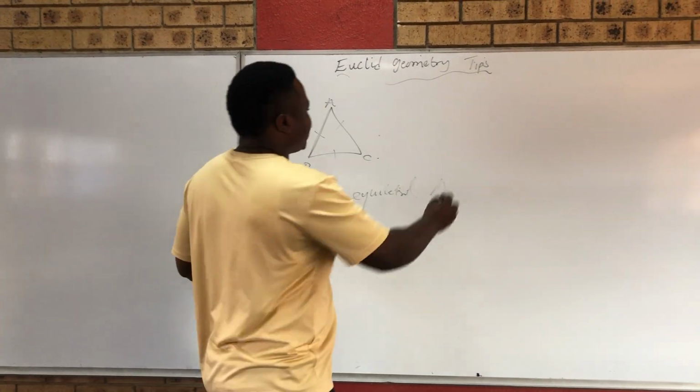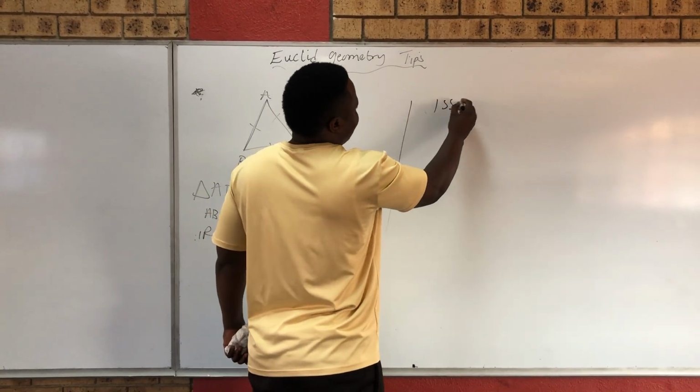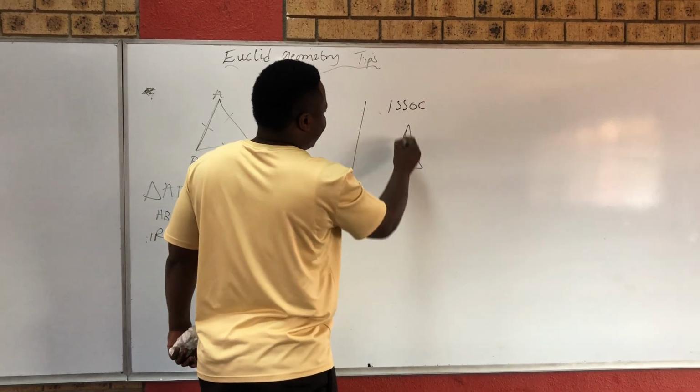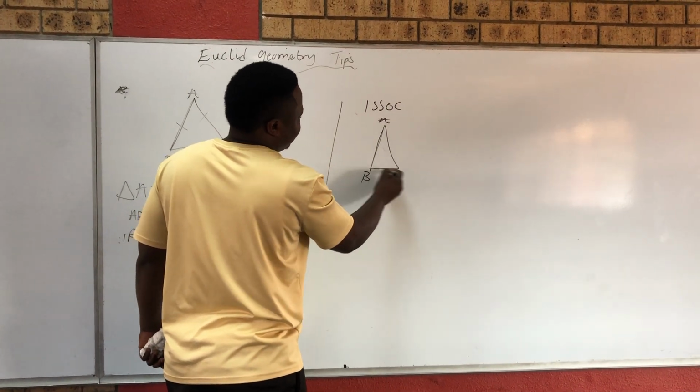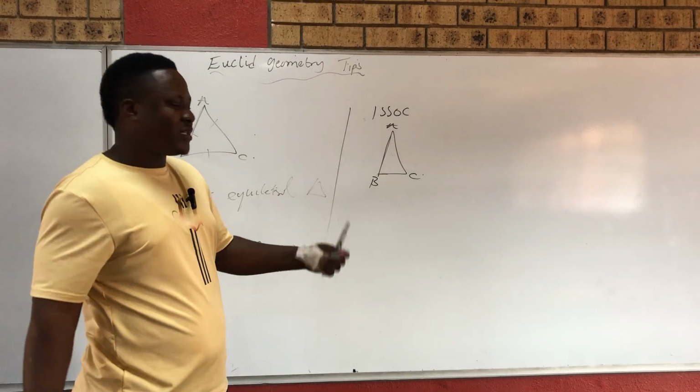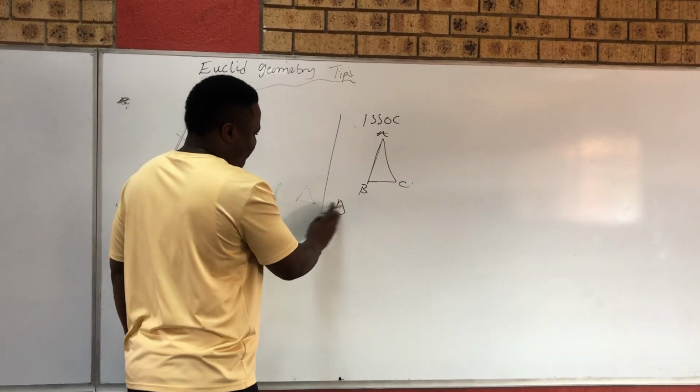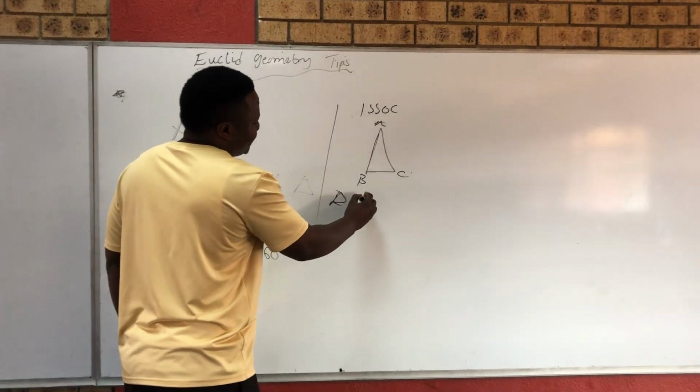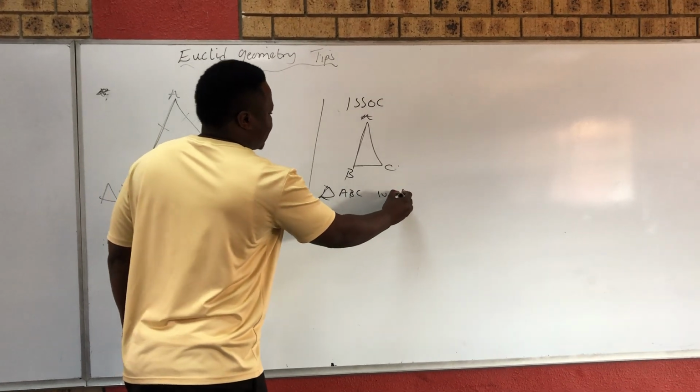And if they ask you to prove an isosceles triangle, if they say maybe ABC, they say prove that triangle ABC is isosceles.